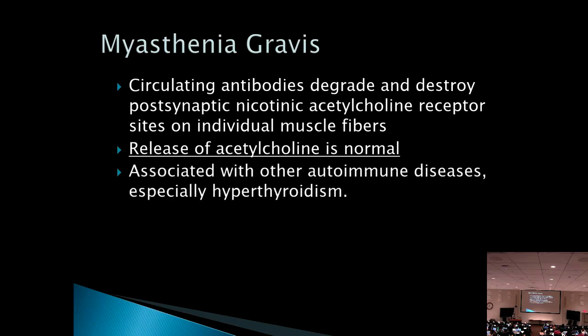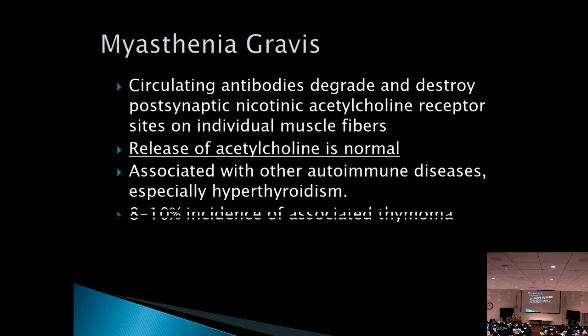Both are autoimmune conditions. Myasthenia is associated with other autoimmune diseases, though, not cancer. In the case of myasthenia, especially hyperthyroidism. So when we've diagnosed someone with myasthenia gravis, we always check and make sure that they're not also hyperthyroid, because you want to treat that if they are.